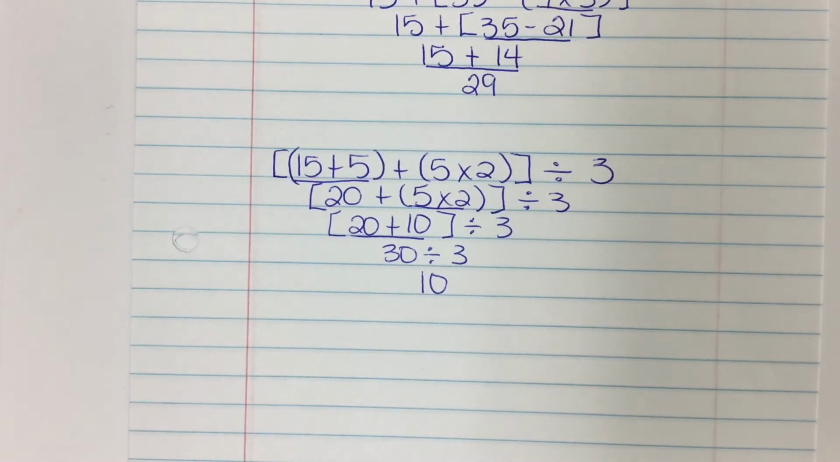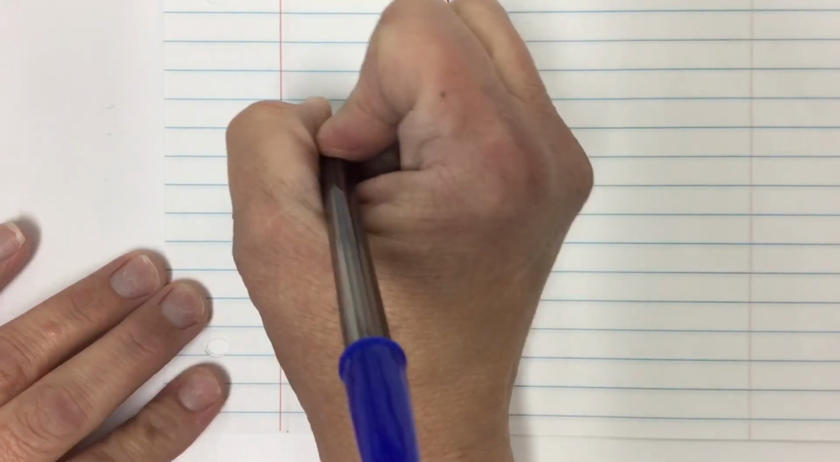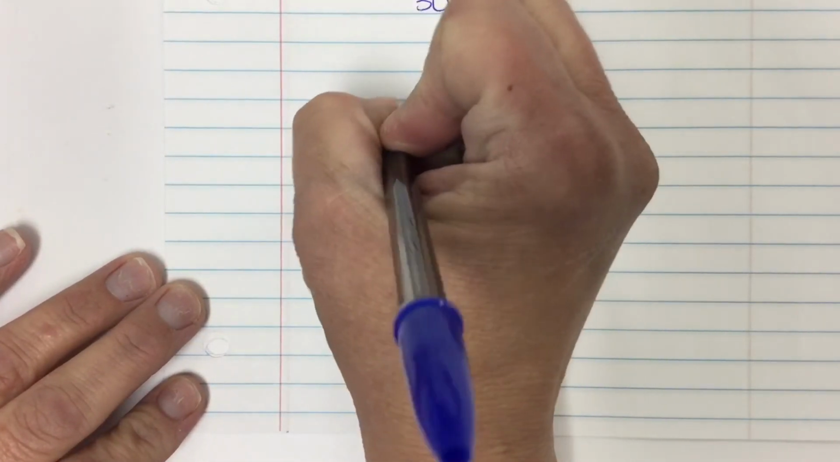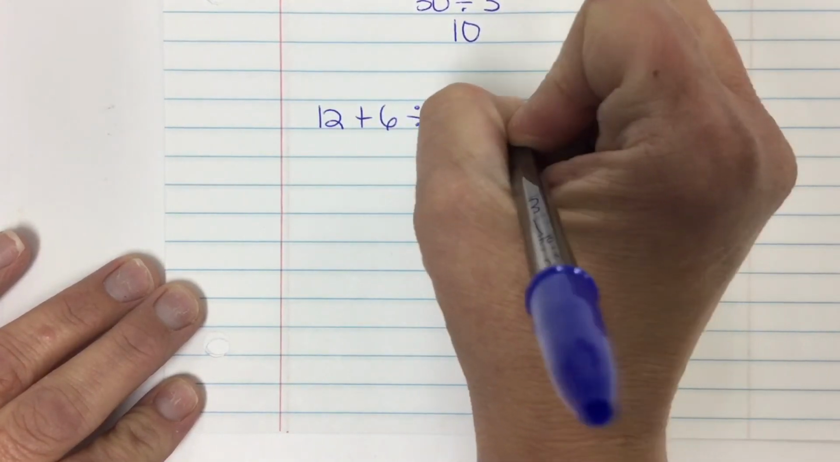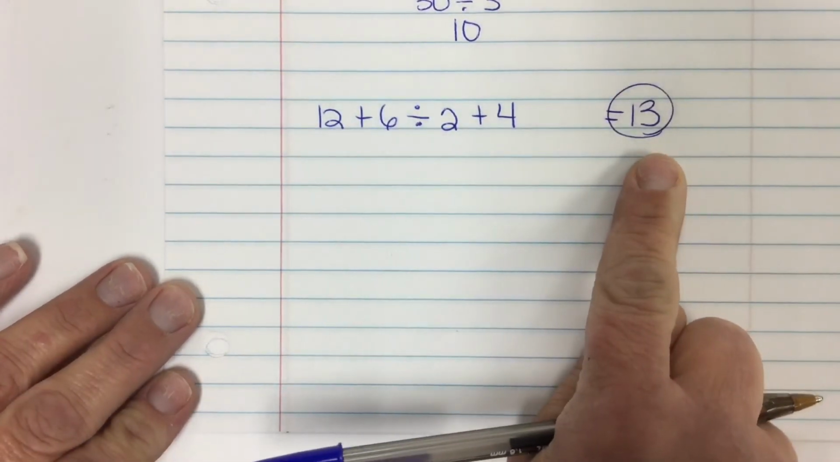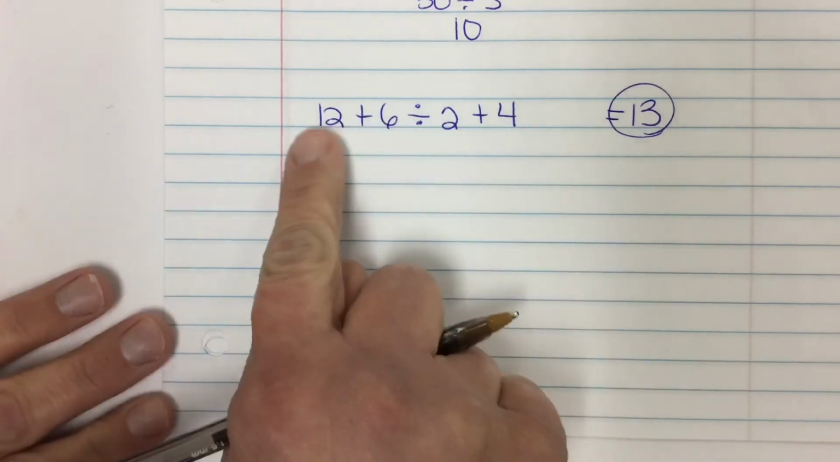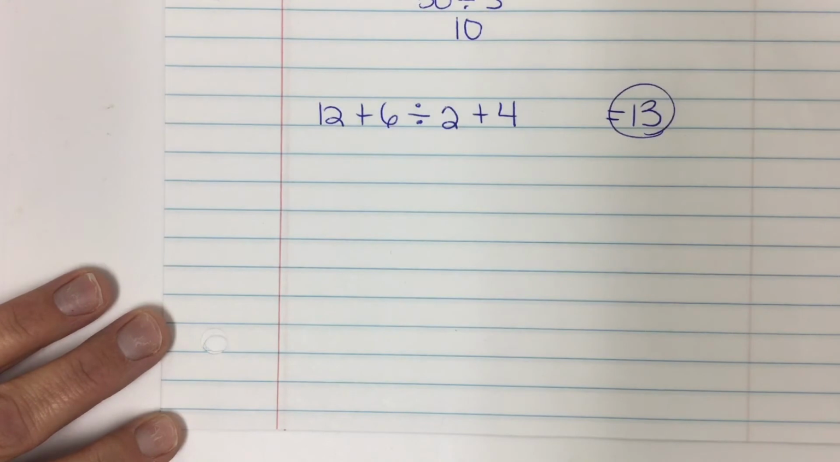Okay. All right, so let's look at some where you have to take and rearrange the parentheses to make the problem correct. Okay. So let's try 12 plus 6 divided by 2 plus 4. And we want it to equal 13. So that's the answer we want.